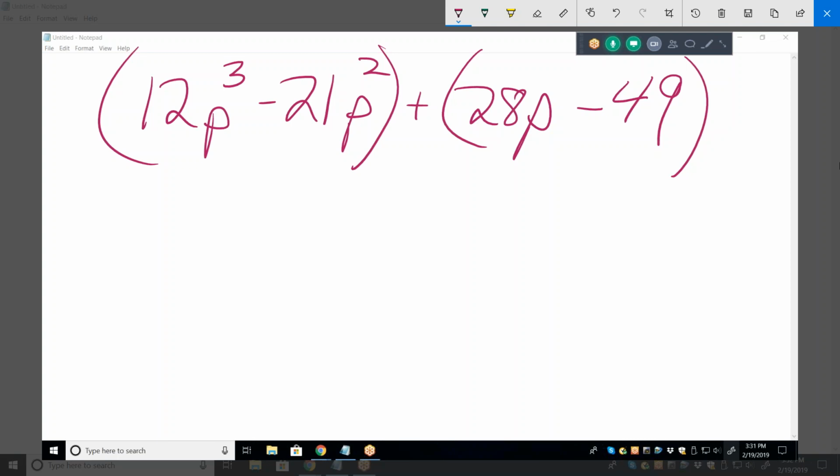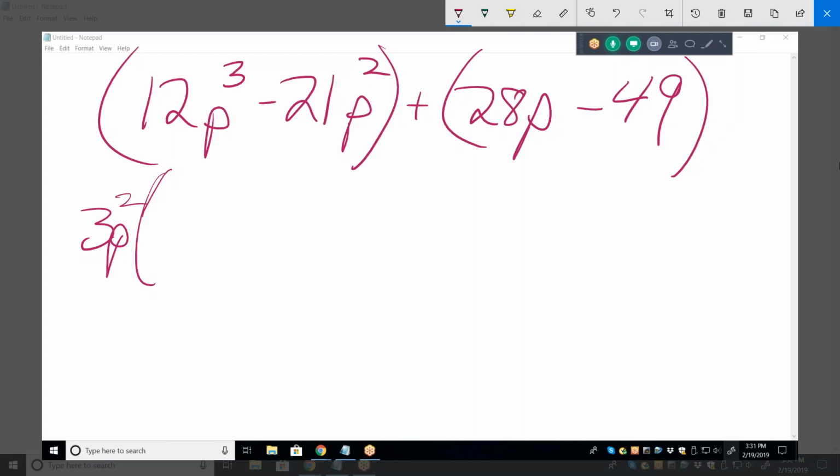Does 3 divide into 12 and 21? Yes. Okay, so there's a start. So let's take out a 3. We'll find out soon enough whether that was the biggest one. And you've already figured out that we can take out a 3p squared. What's left over?